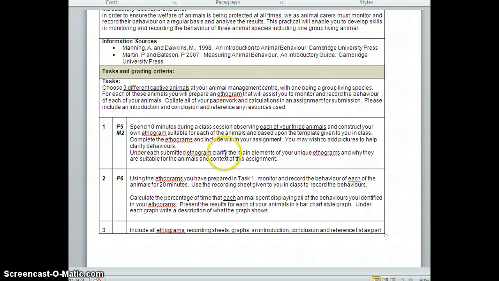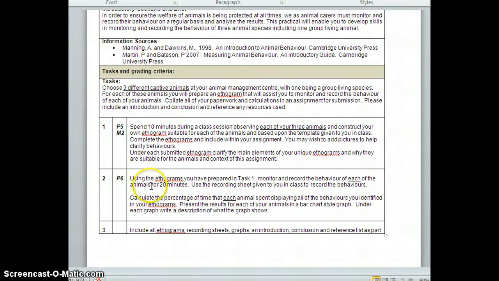Under each submitted ethogram, clarify the main elements of your unique ethogram. So what you need to do is to explain why each ethogram is different from one another. So how does the ferret behaviour relate to the Hushta behaviour, for example?